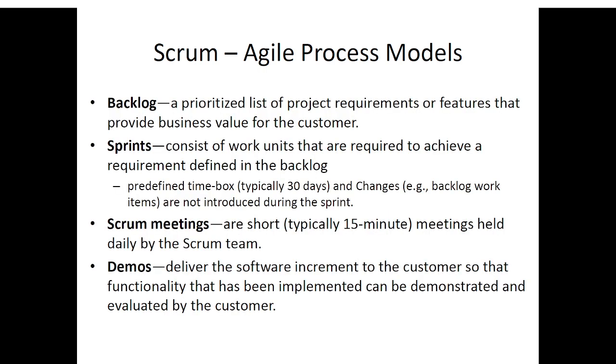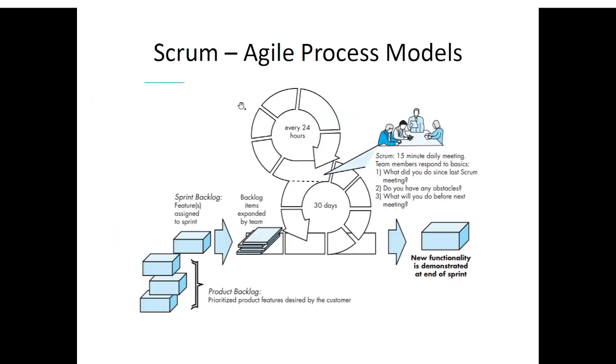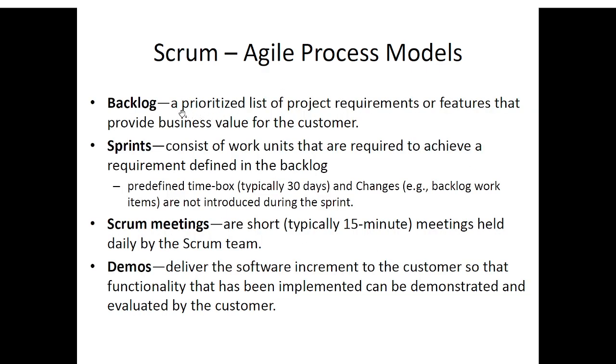So the terms that we used here are explained in this slide. The backlog is a prioritized list of product requirements or features that provide business value to the customer. Sprints consist of work units that are required to achieve the requirements defined in the backlog. That means whatever is in the backlog, you want to prioritize those requirements. A predefined time box, that is 30 days, and changes, that is backlog work items, are not introduced during the sprint.